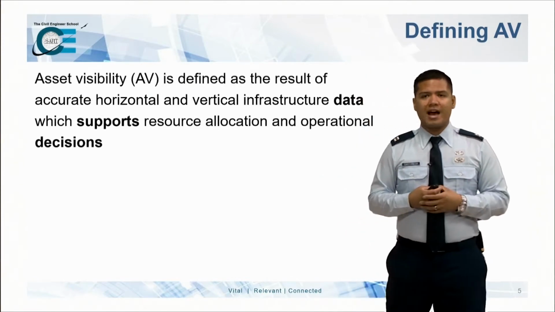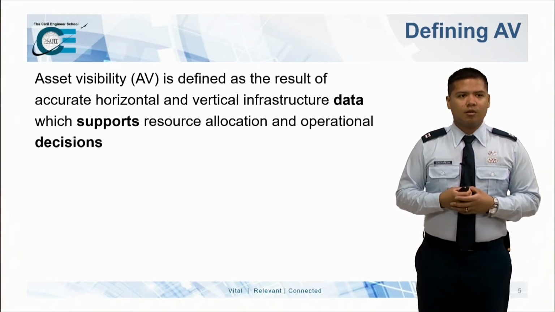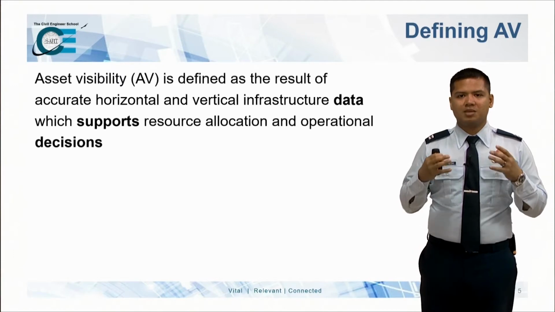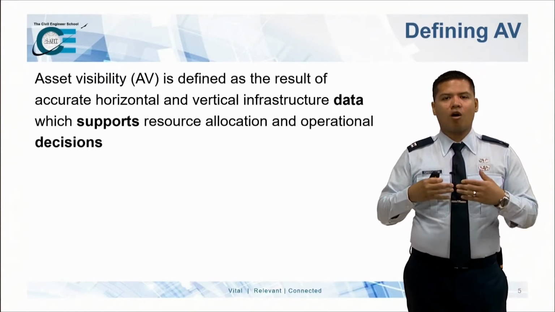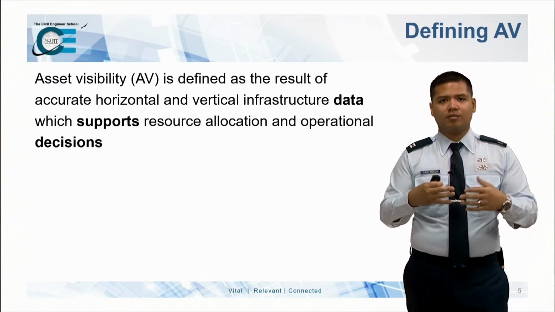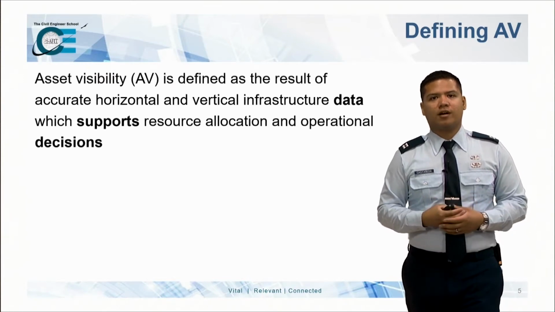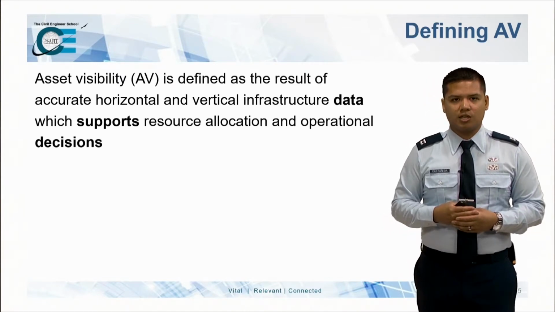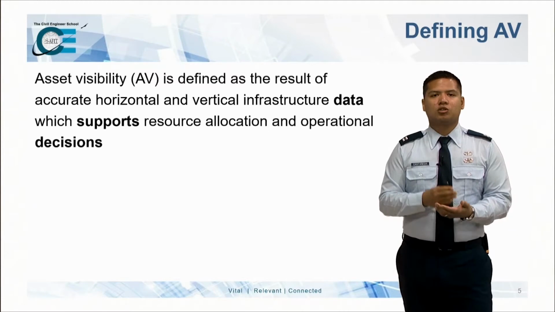So what does asset visibility mean? According to Merriam-Webster, visibility is all about the state of being able to be seen, how prominent something is to us, and what is the distance that we can see something. Okay, so that's visibility. Asset visibility is defined as the result of accurate horizontal and vertical infrastructure data which supports resource allocation and operational decisions.